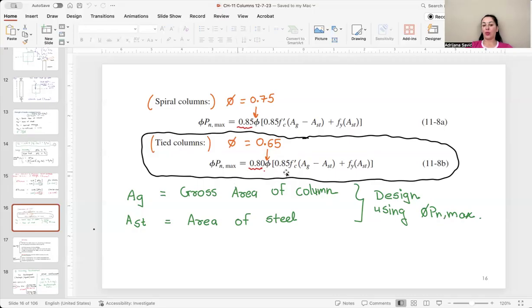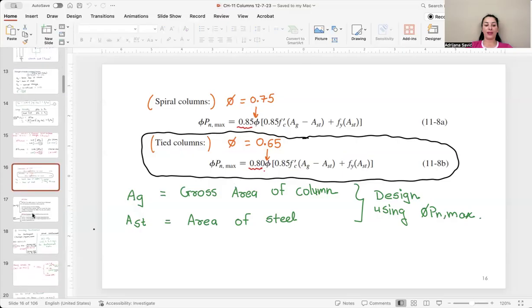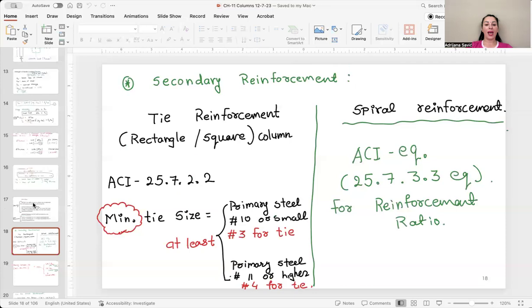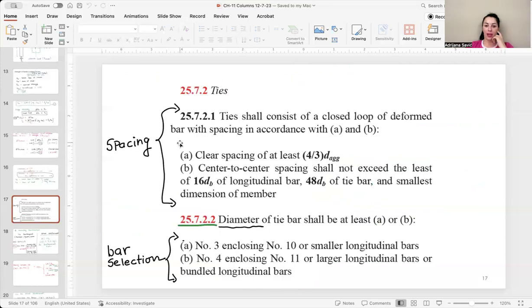Then again, we have 0.85 compressive strength of concrete, gross area of column, steel area of column, yielding stress, and steel area. Regarding spacing, we are using again the ACI code, and spacing for ties will be 16 db, which is the diameter for main rebars, 48 db, which is the diameter for secondary steel, and we have the width of the column.